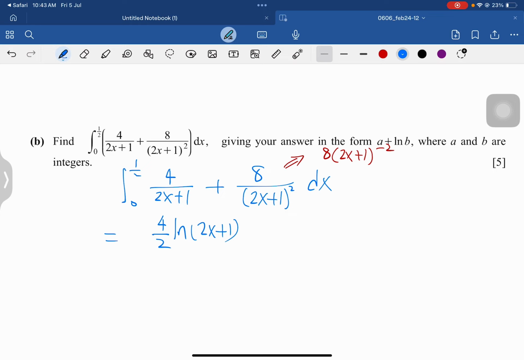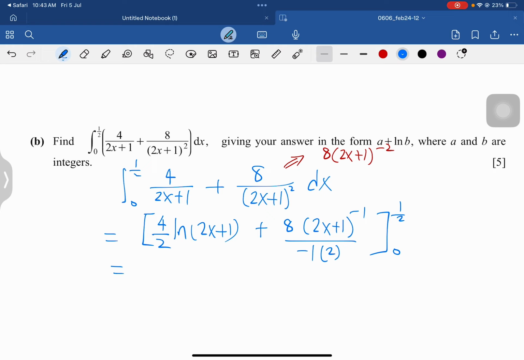Okay. Now we start using the algebra way. Plus 8, we write here. Recopy 2x plus 1, power plus 1, which is minus 1, over minus 1. Differentiate the bracket, which is 2, and put underneath. And from 0 to half.